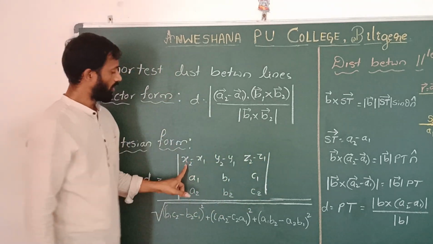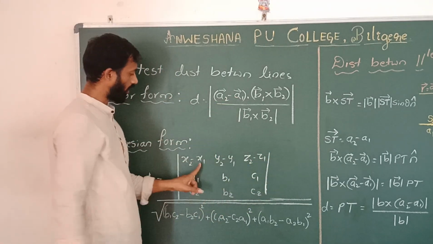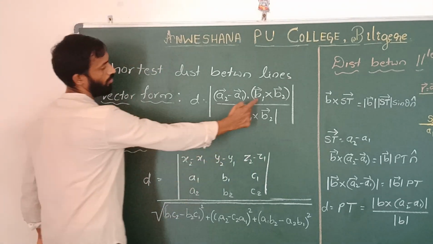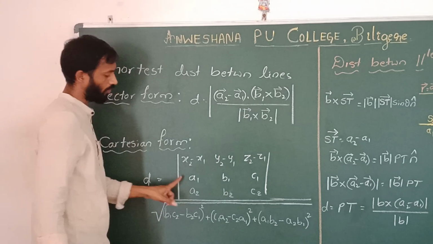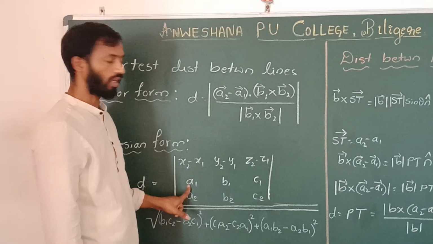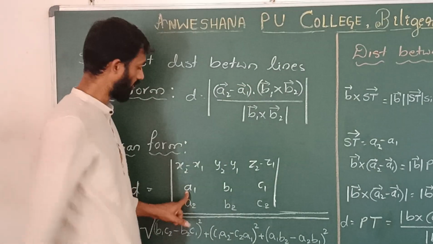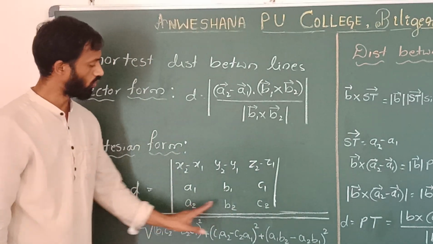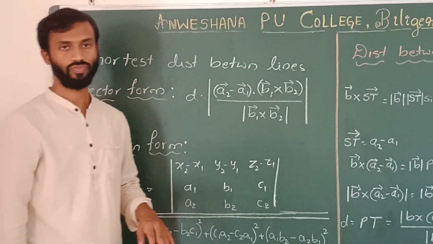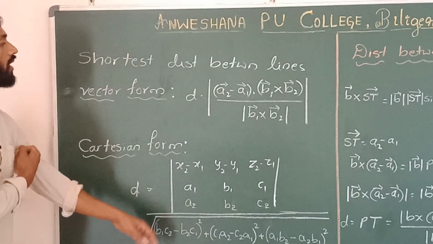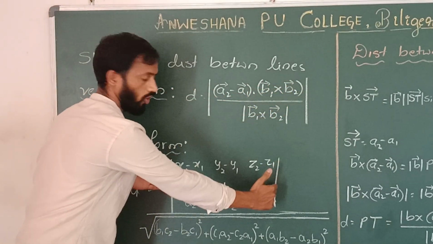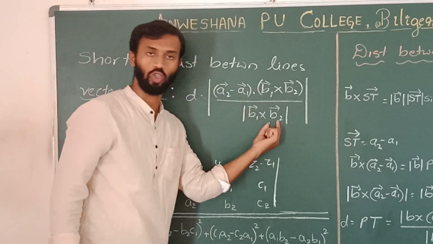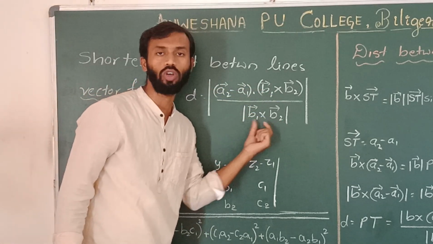A2 minus A1 is nothing but x2 minus x1, y2 minus y1, z2 minus z1. Correct? And next B1 cross B2. The direction ratios of B1 are a1, b1, c1 and the direction ratios of B2 are a2, b2, c2. Correct? So now the upper part I got. Now it is divided by the magnitude of B1 cross B2, meaning the magnitude of the cross product of B1 and B2.